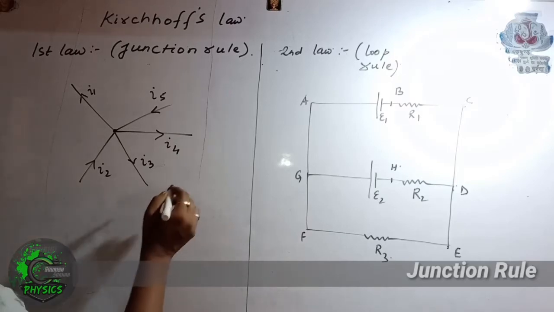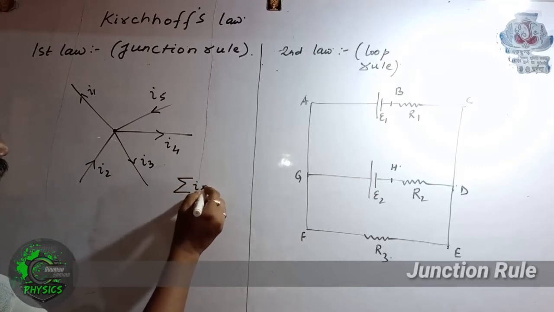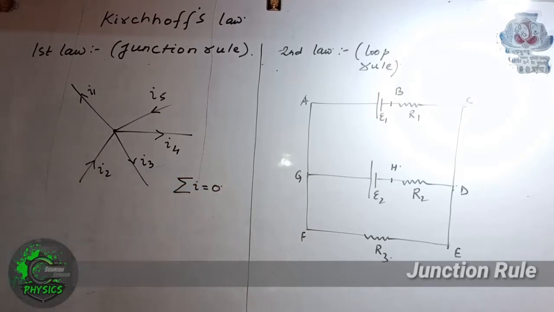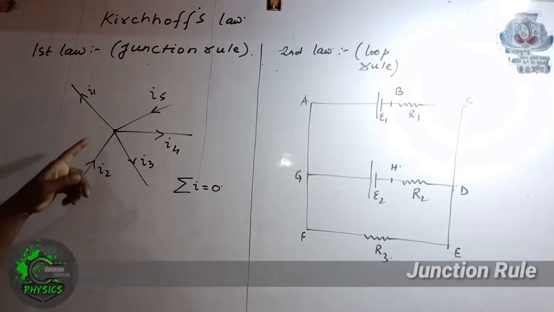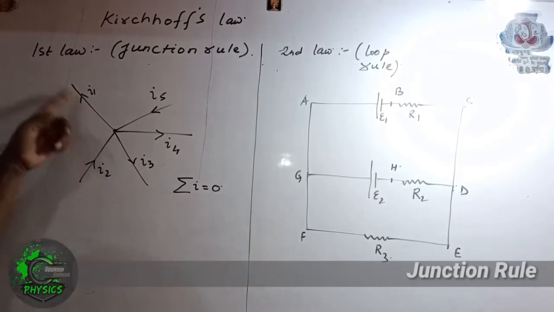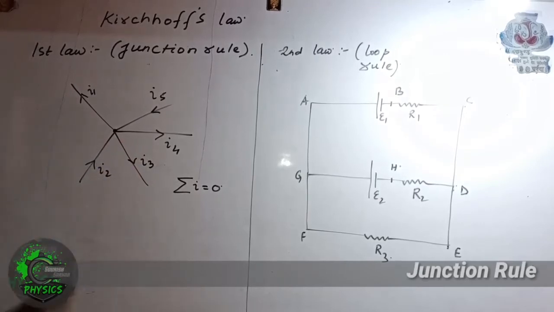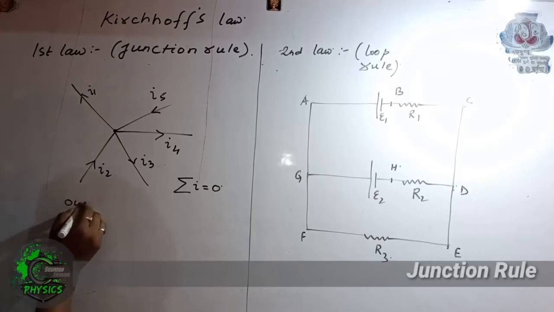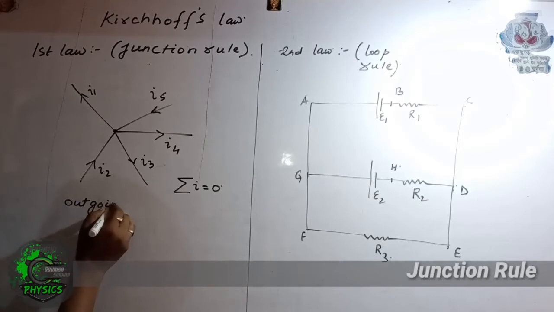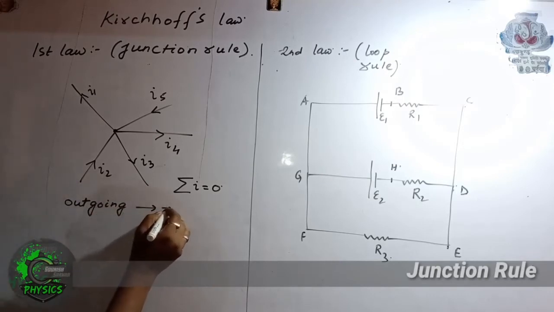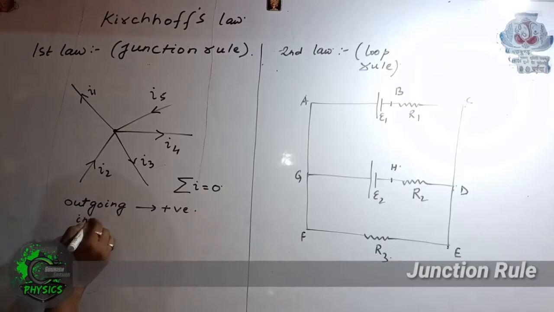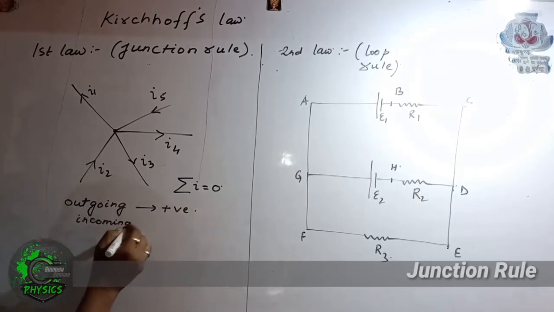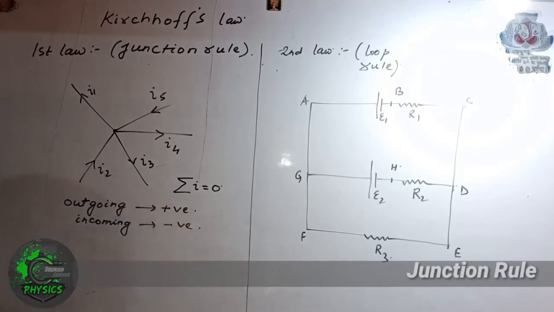the circuit is 0. So, mathematically we write sigma I equal to 0. Sigma I equal to 0 means that if you consider outgoing currents to be positive, then incoming currents are taken as negative. You can also consider incoming positive and outgoing negative, no problem.